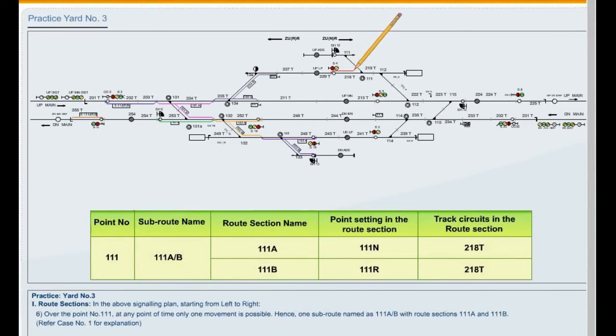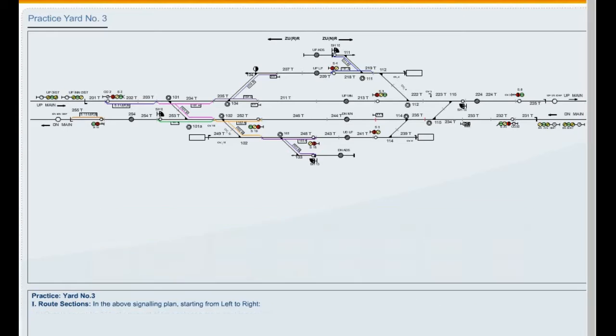Over the point number 111, at any point of time only one movement is possible, hence one subroute named as 111a by b with route sections 111a and 111b. Click on case number 1 for explanation.